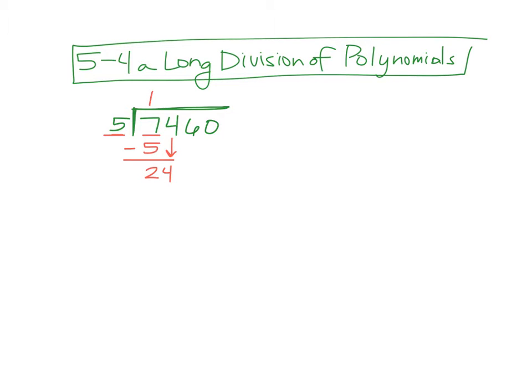Okay, then 5 goes into 24 how many times? 4 times, right? 5 times 4 is 20. And then we subtract it. Okay, so 4 minus 0 is 4. And then we bring down.